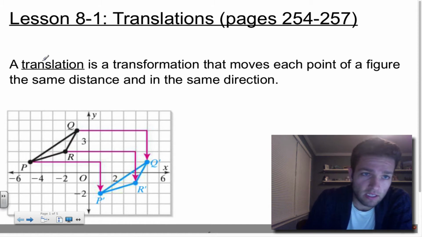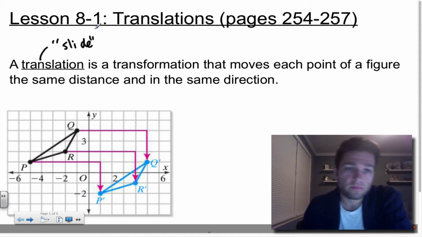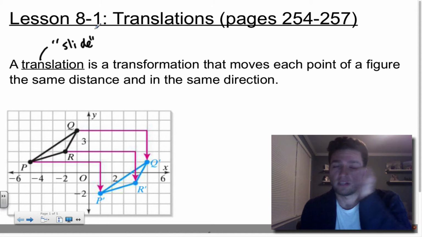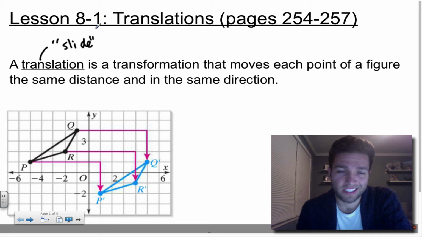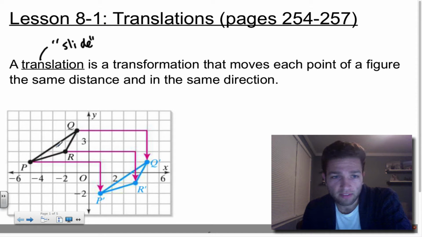I'm actually going to write this down. It kind of looks like the picture is sliding. So just a quick one-word definition, if you wanted, for translation is a slide. So you can see the black figure is translating over and then down, and then it was redrawn with blue so that you can see the new figure.